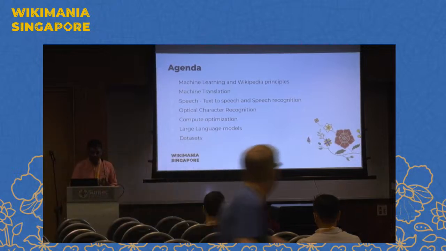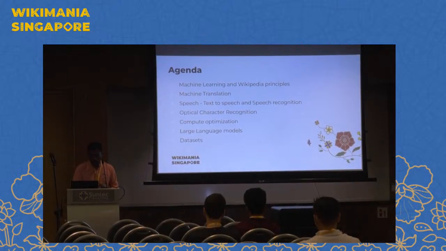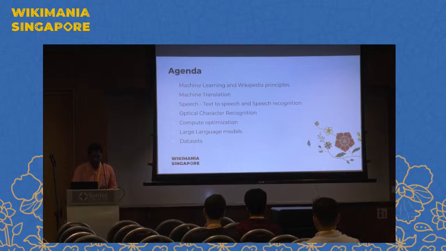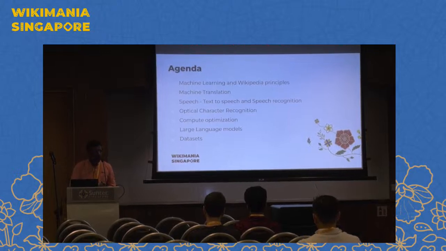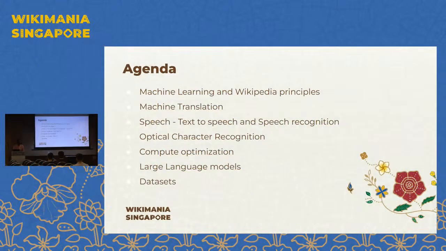I'll talk about machine translation, text to speech, speech to text, optical character recognition, and compute optimization, so that you can try it on inexpensive systems like your laptops. And then I'll also briefly talk about large language models and some fun projects that you can play with in Wikimedia projects. And I'll also talk about some interesting data sets that might be interesting to you.